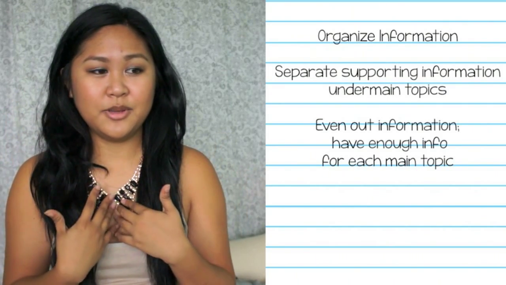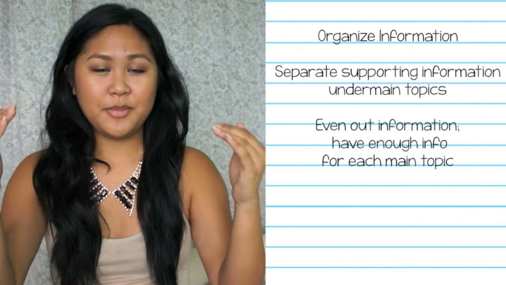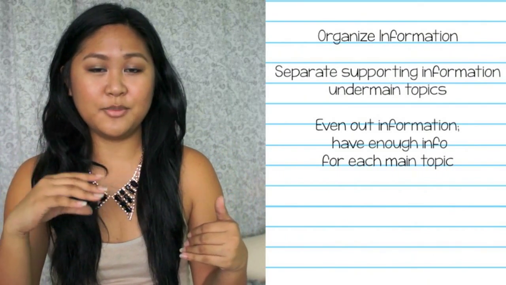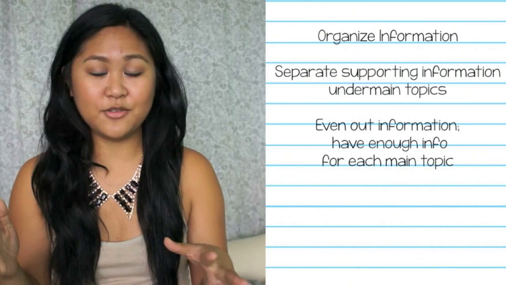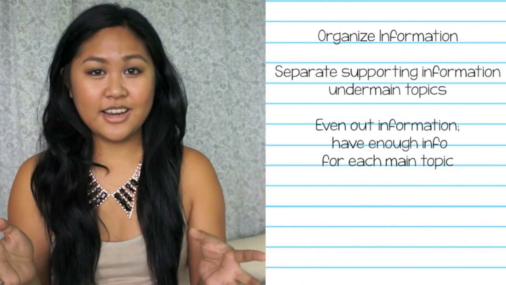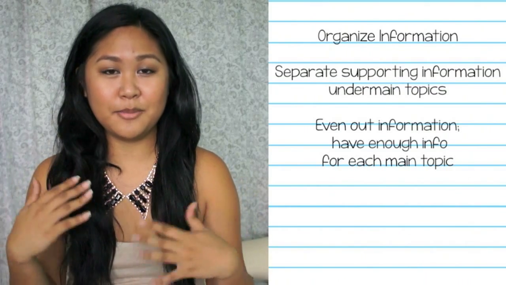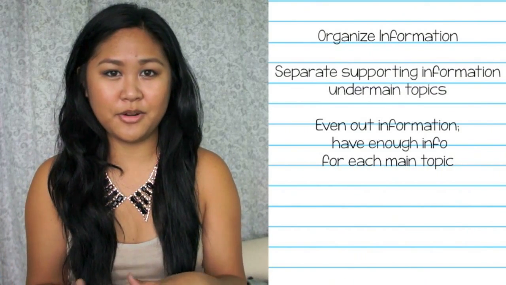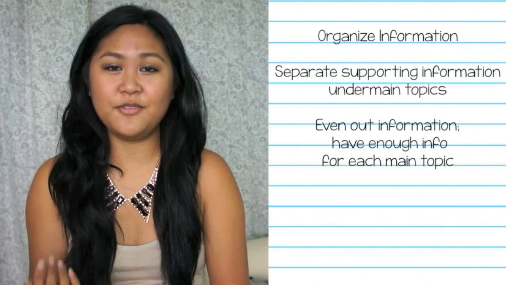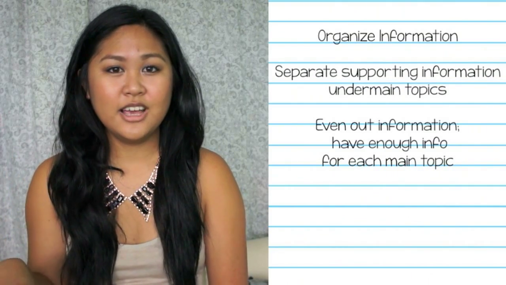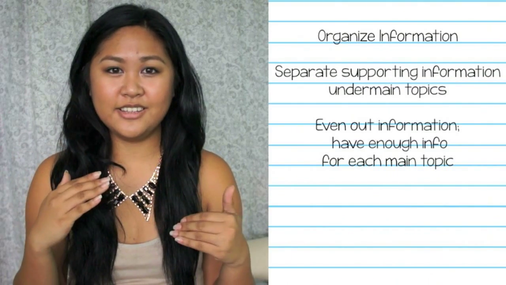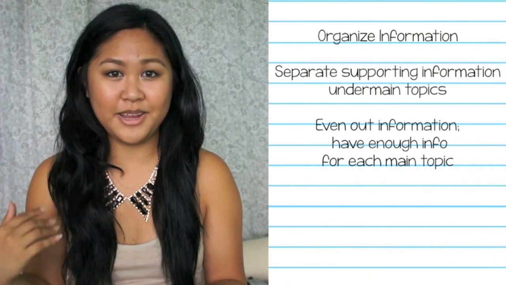That's what I like to do, because I like to have each main topic have all of the supporting details, and I want to have all that information already done and researched. You're just separating the supporting details into the main topics, which is the body of your paper. I like to make sure I have enough information for each one, so it's kind of even, so we have enough information for all main topics.